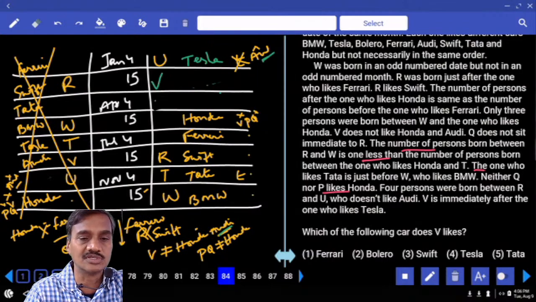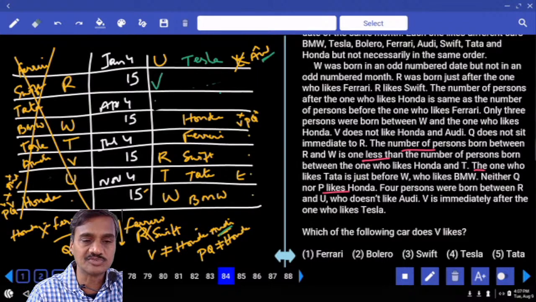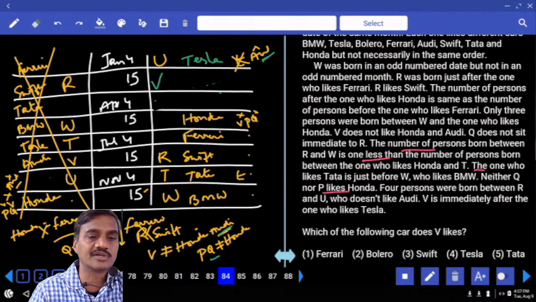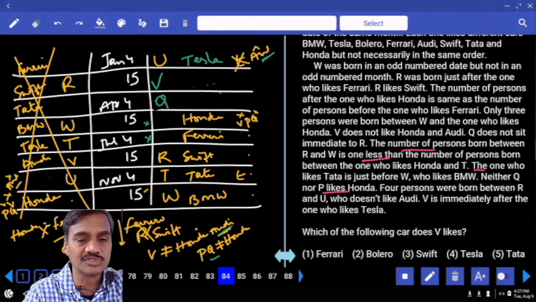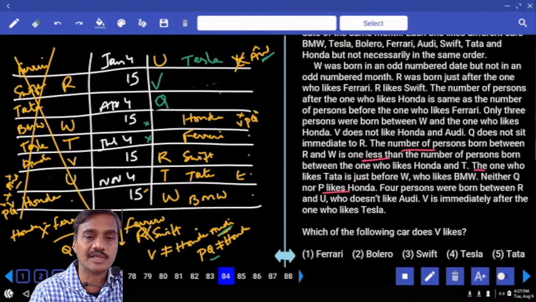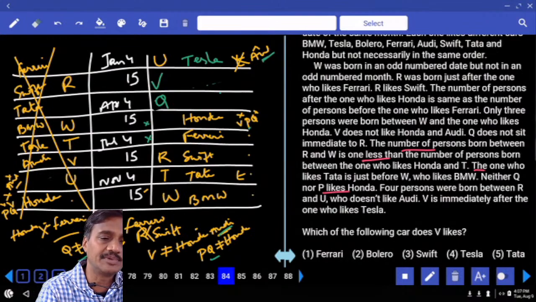And Tesla is here, then who are the persons? P and Q do not like Honda. And at the same time, Q and R are not adjacent to each other. Q cannot be here. And Q does not like Honda. Hence Q must be here. And if Q is here, next P cannot be at this place, P is here.